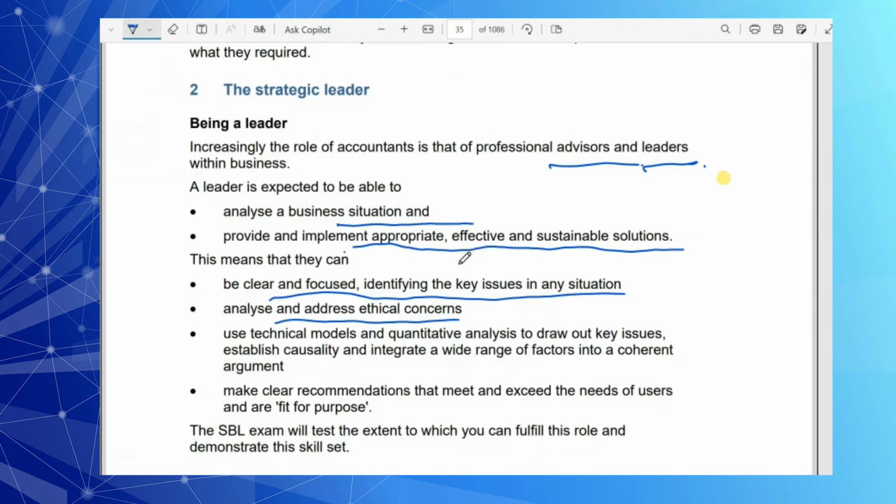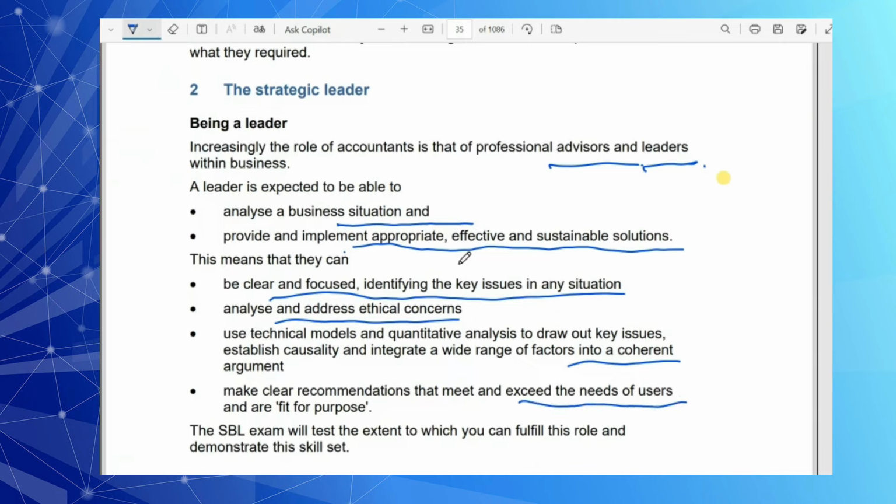You learned this before, so we will have a detailed review on this topic also in our learnings. So use technical models and quantitative analysis to draw out the key issue, establish causality, and integrate the wide range of factors into a coherent argument. Make a clear recommendation that meets or exceeds the need of the user and is fit for the purpose.